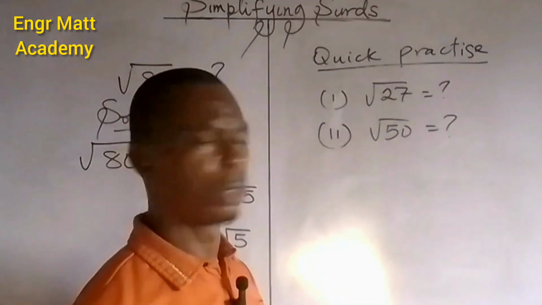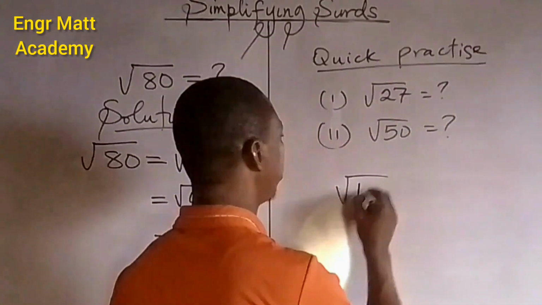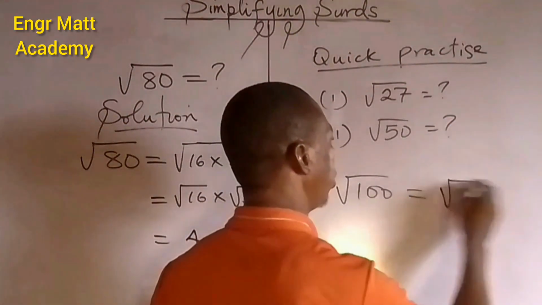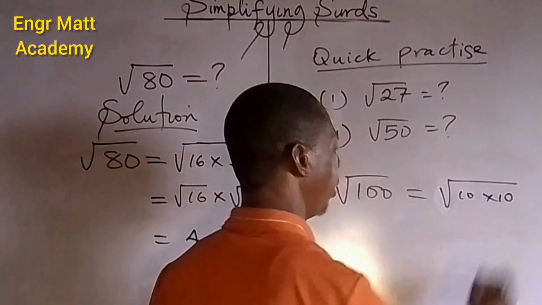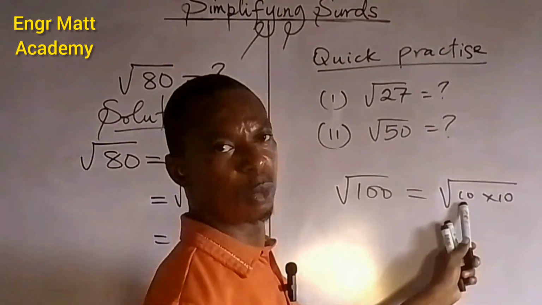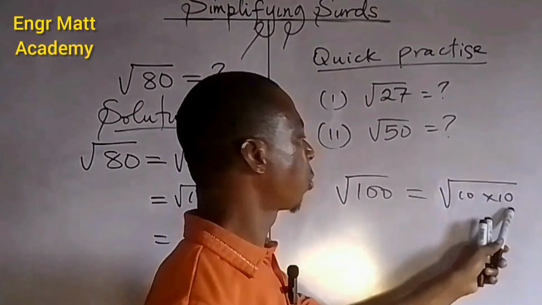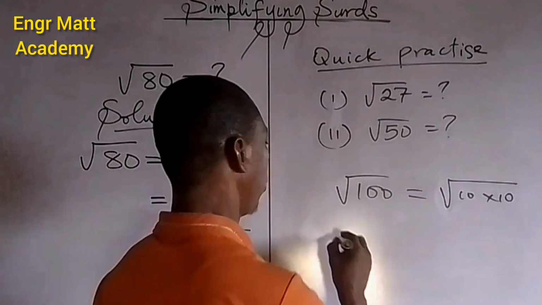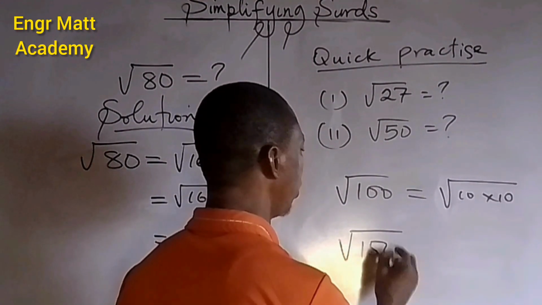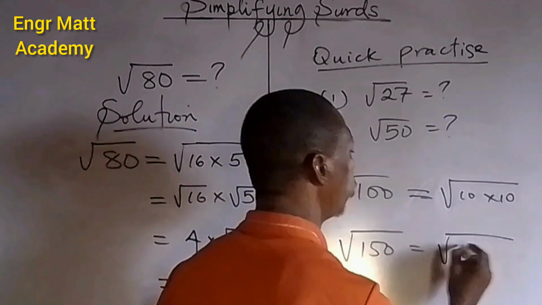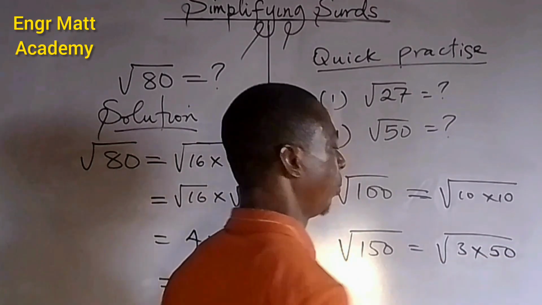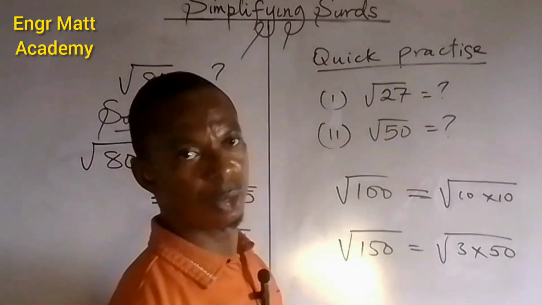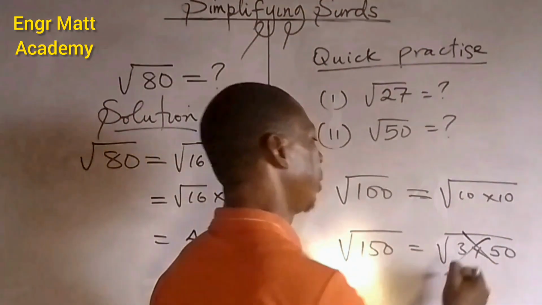Now, common mistakes to watch out for. For instance, root 100. Do not say this is root 10 times 10, because 10 is not a perfect square. So these two factors will not simplify this surd. Also, if you have root 150, do not say this is root 3 times 50, because 3 is not a perfect square and 50 is not a perfect square. So this will not simplify.